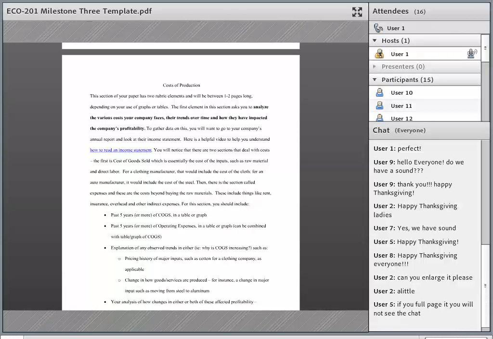Have costs been going down? Have they been fluctuating? And then sort of explain why they've been fluctuating, give some specific examples, and then also discuss what that means for the company's profitability.